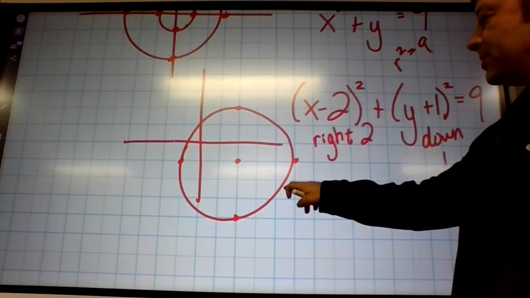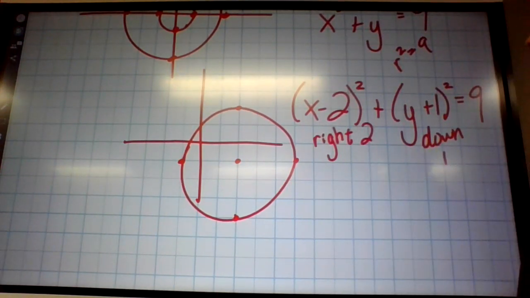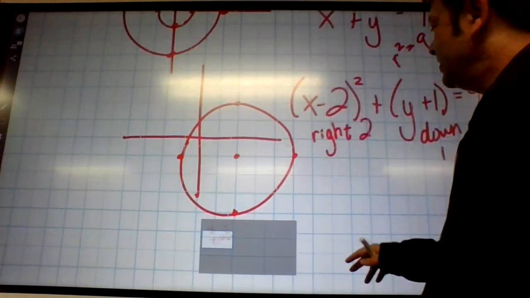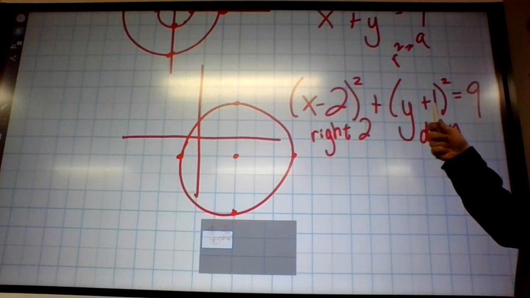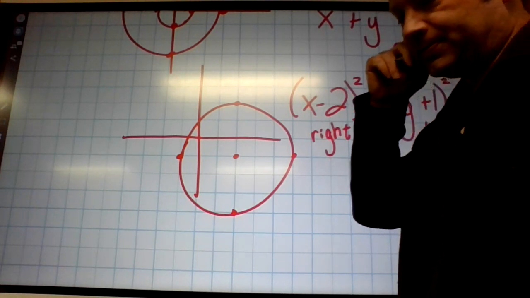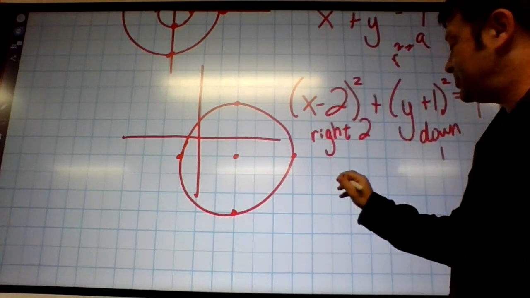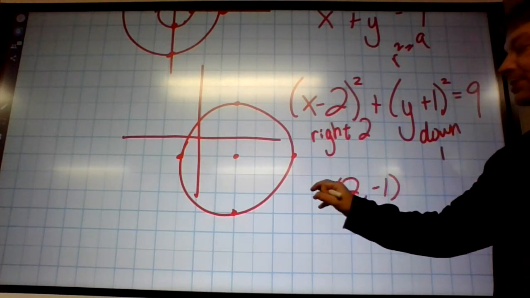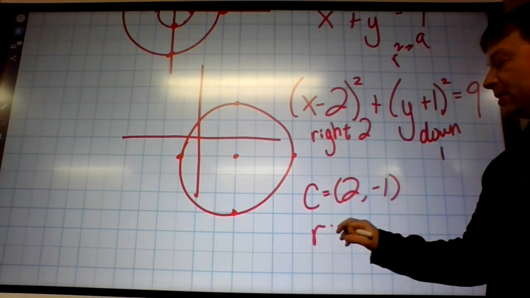Usually, they like to put one of these on the ACT a lot of times. If you know how to do it, it's pretty easy. Easy peasy. Got it? Right 2, down 1, radius is 3. Or you could say right 2, down 1, so 2, negative 1 is the center of the graph, and the radius is 3.